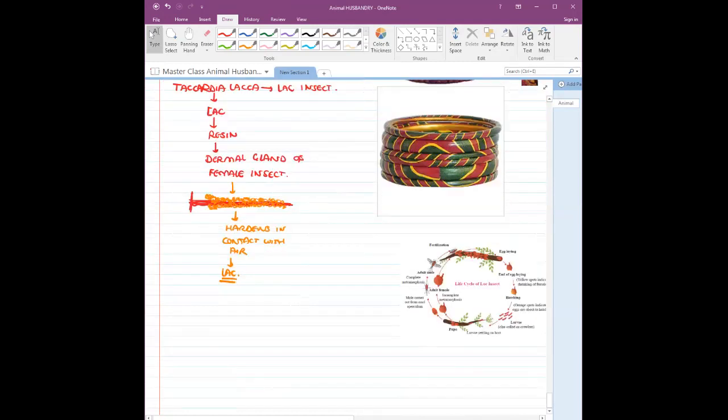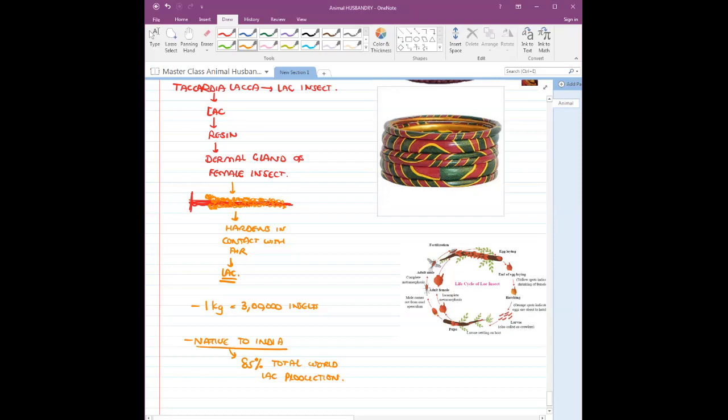But now guys, when we talk about just 1 kg of lac, you are going to have more than 3 lakh insects inside of it. Because you have to kill these insects to get the lac out of it. Otherwise, it is not possible. But remember, lac is native to India, meaning it originated in India, and we are the largest producer of it. We produce around 85% of the total world lac production, because this is indigenous to India.